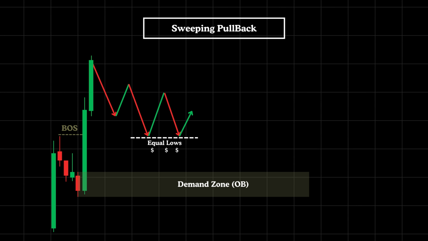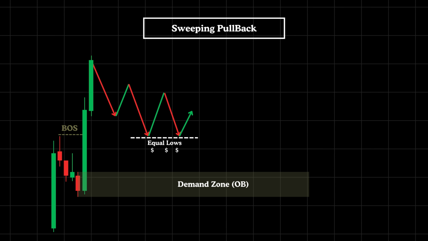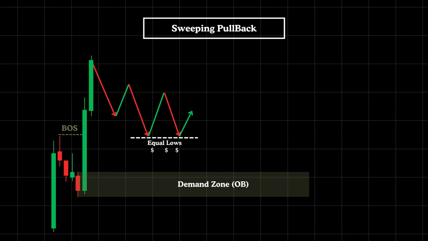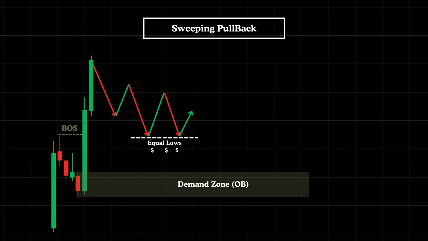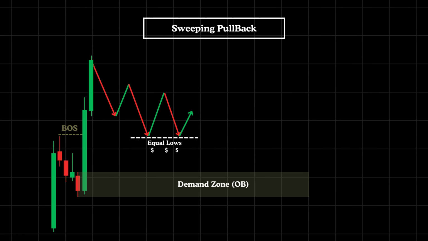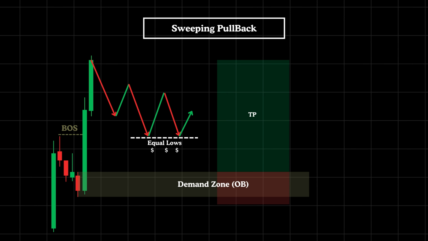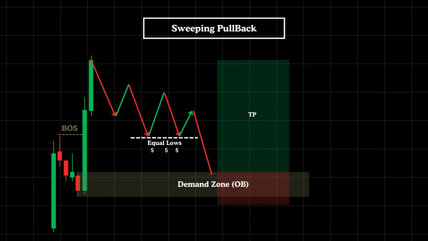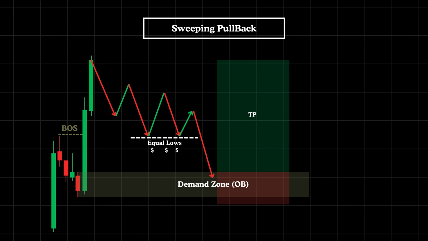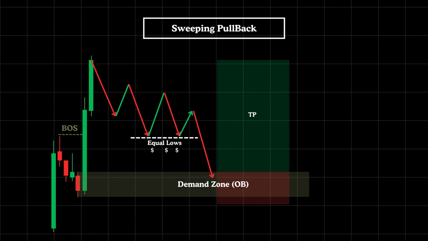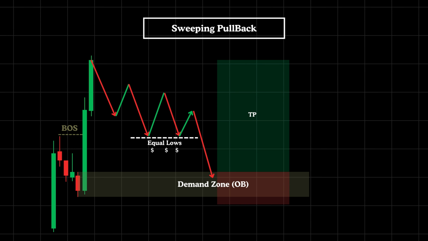In this case, the liquidity pool located just below our demand zone adds another layer of confluence, signaling a stronger chance for a potential reversal. The next step is to wait patiently for the price to sweep the liquidity below the equal lows. Once the sweep occurs and price taps into our demand zone, we're now ready to consider executing a long position.